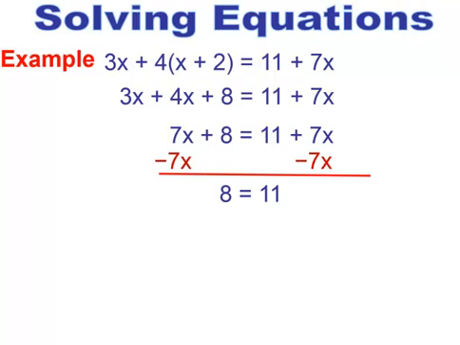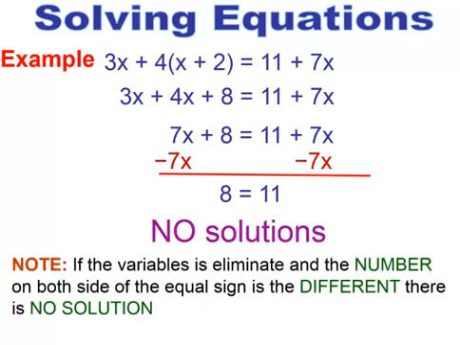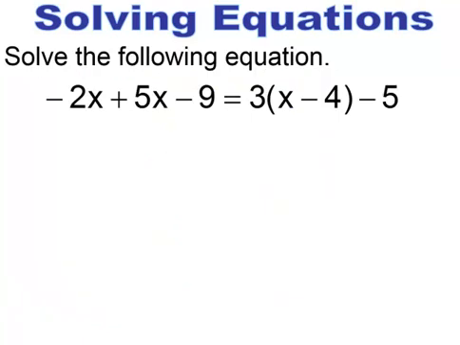But now we have 8 equals 11. That doesn't make sense. 8 can never equal 11. And because 8 can never equal 11, we're never going to be able to get a solution for x that will ever make this work. So therefore, if your variable is eliminated and the number does not equal the other number, or they're different numbers, there's no solution. So it's really important that you understand these concepts. Pause and try.